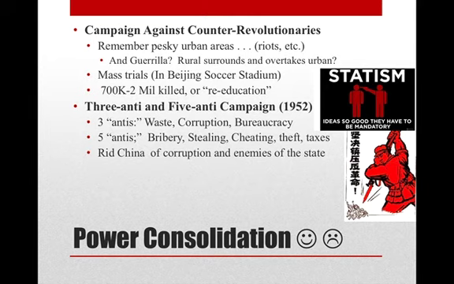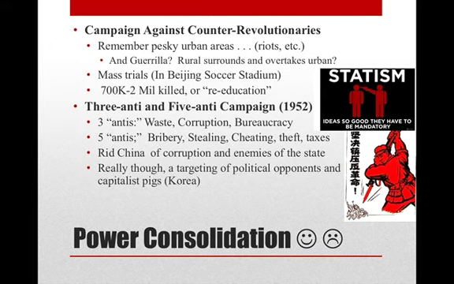Now, corruption is going to be the word they use, but they're looking for anyone who's an enemy of communist China. And it's really going to be a targeting of anyone who does not like Mao and the CCP, and anyone who believes in capitalism.